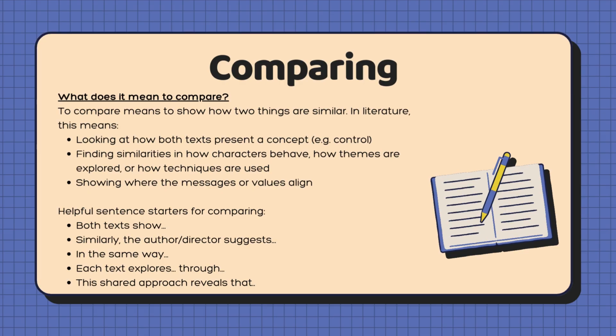When we compare, we're looking for the similarities, we're looking for the shared themes, the character experiences, or the techniques that create similar meanings. To compare this, we are looking at how both texts can present that concept. We're finding those similarities, and we need to show how those messages align. On your screen, you can see some examples of sentence starters to help you with comparing.